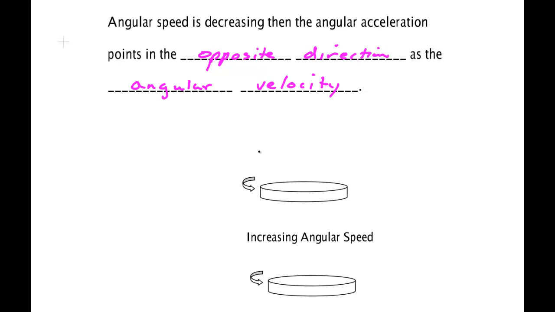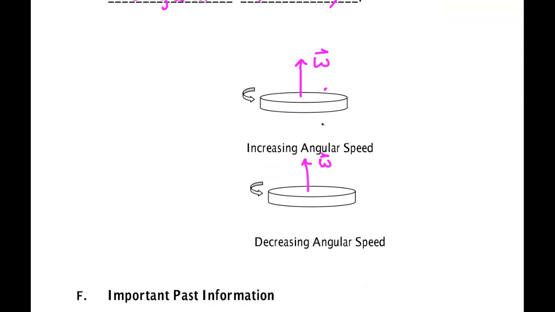So if I wrap my fingers, in this case, this is omega, by the right-hand rule. If I want to know alpha, though, this is increasing speed up here, so alpha points in the same direction. This is a decreasing speed, alpha points in the opposite direction. So if you can find omega with the right-hand rule, then if it tells you it's increasing or decreasing, you know which way to draw the alpha.